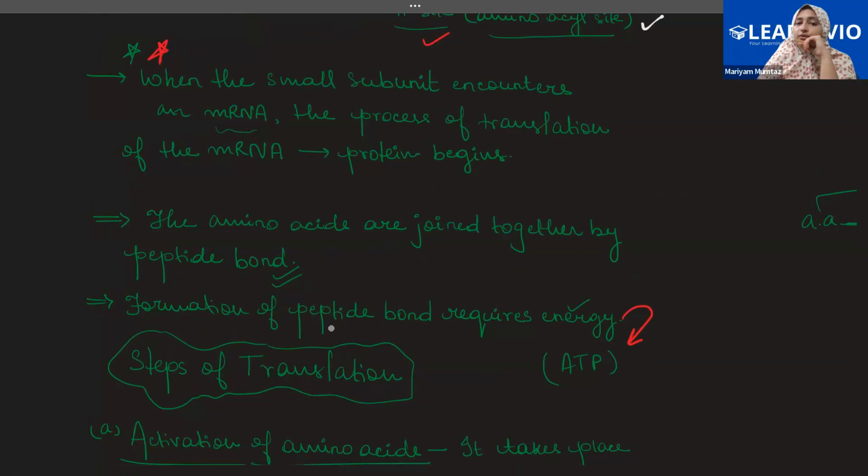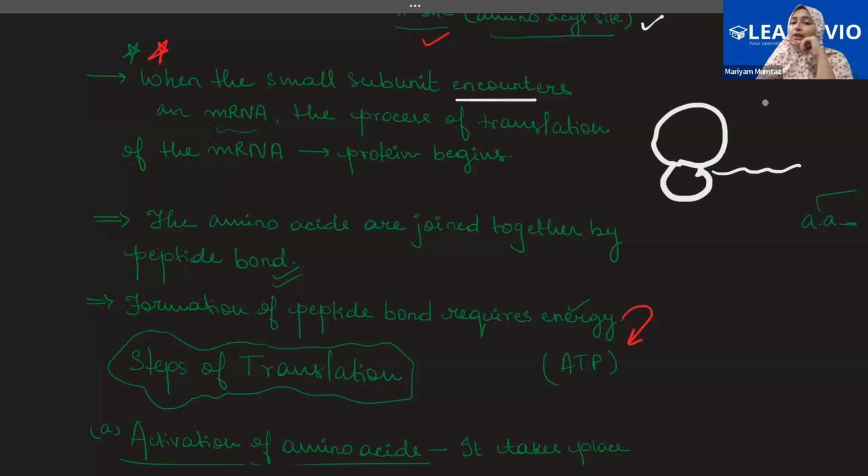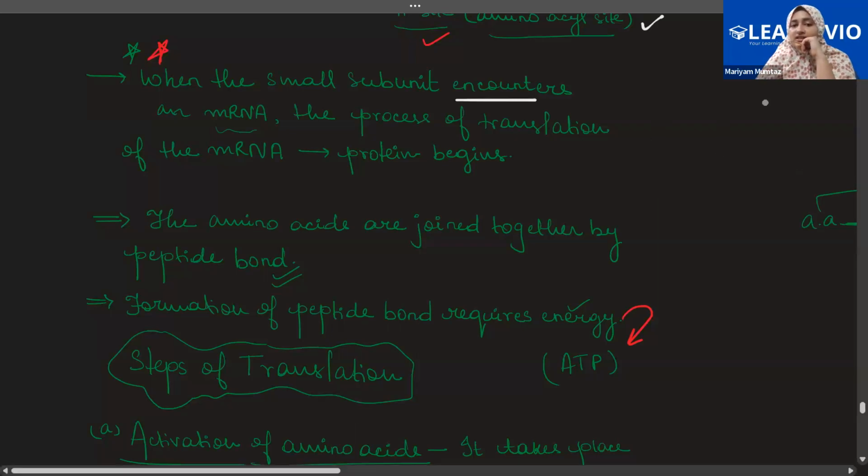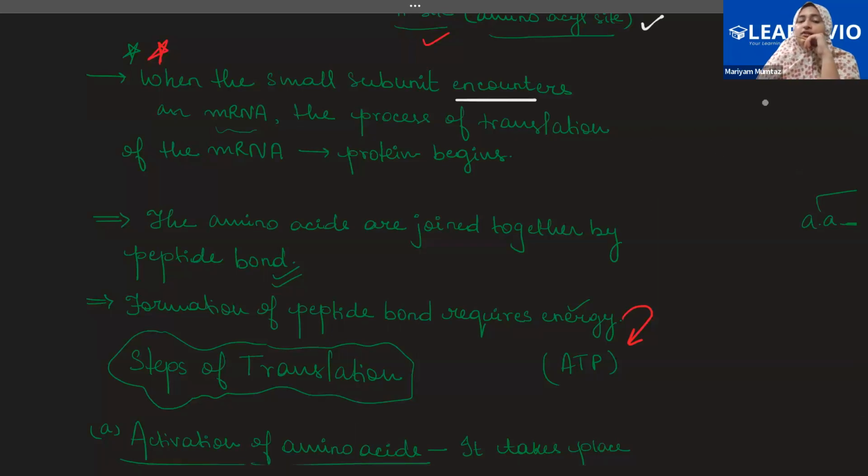Now when the small subunit comes in contact with the mRNA, the process of translation starts. This is the larger subunit, this is the smaller subunit. As soon as the smaller subunit comes in contact with the mRNA, the process of translation will start. Now the amino acids are joined together by peptide bonds. So always remember that in the case of proteins, peptide bonds or polypeptide bonds are present. Protein is a polypeptide and it has peptide bonds present in it.